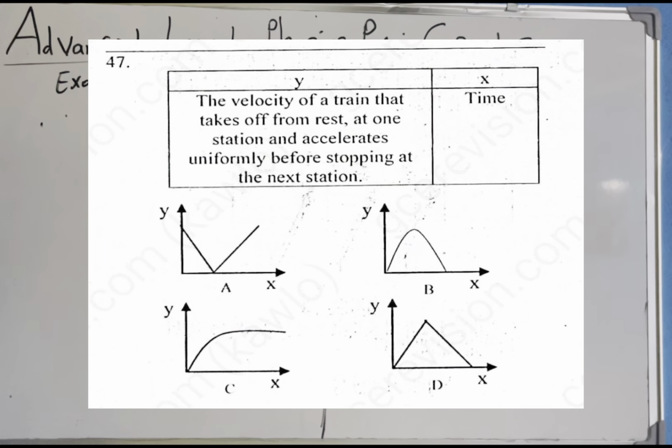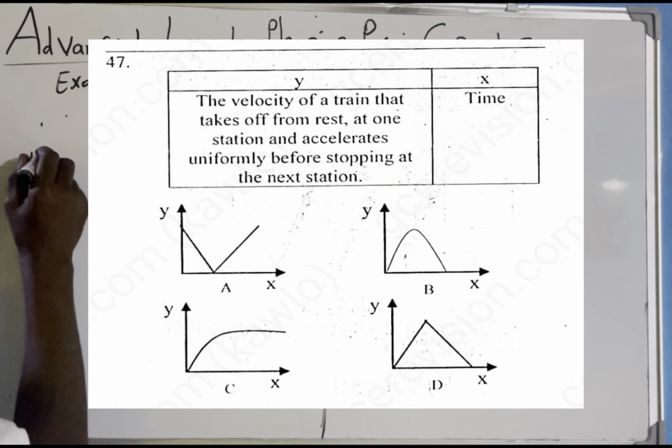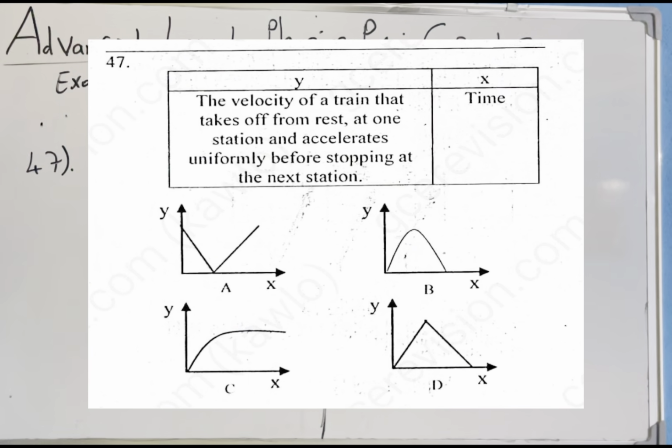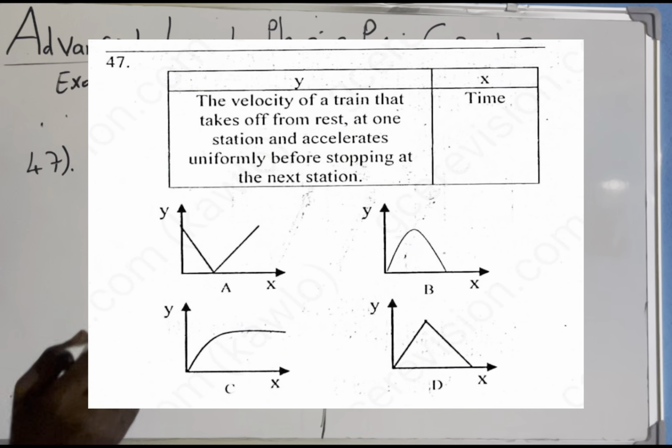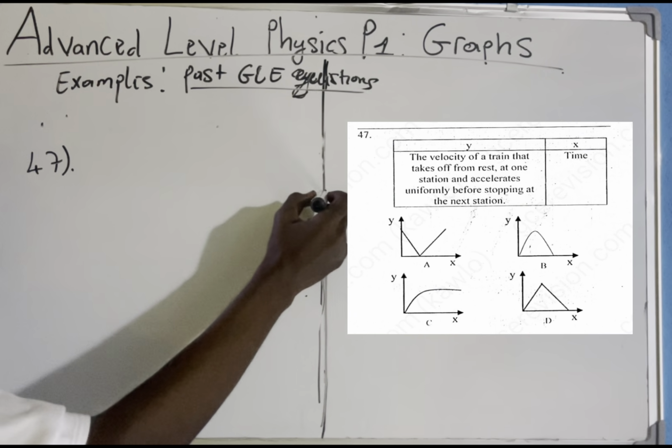Now, let us continue with question 47. Y here represents the velocity of a train that takes off from rest at one station and accelerates uniformly before stopping at the next station. And x now represents the time. Simple as that. What is the relationship relating velocity and time?